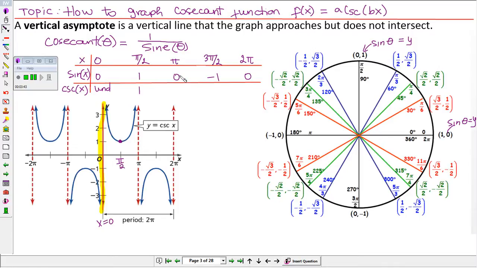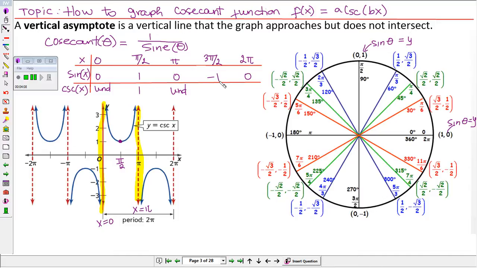And then if sine of pi is 0, 1 divided by 0 will be undefined. So this will be your second vertical asymptote. This will be x equals pi. So there are three consecutive vertical asymptotes. So far we have 2, and we keep going.